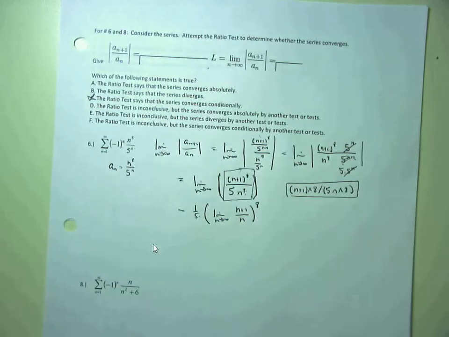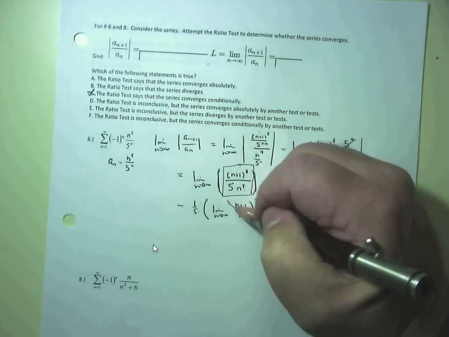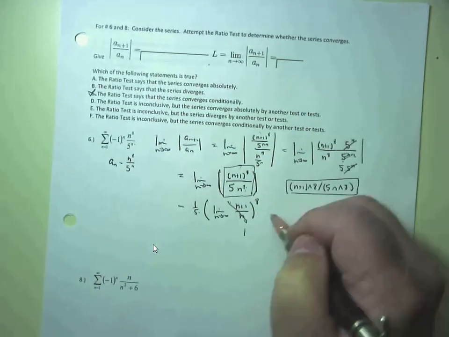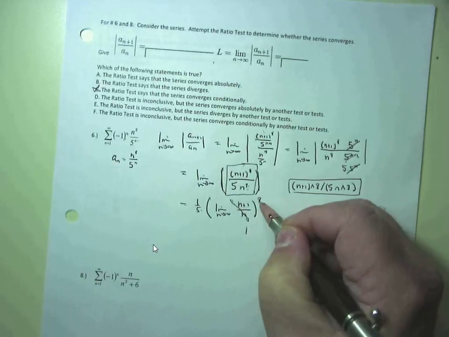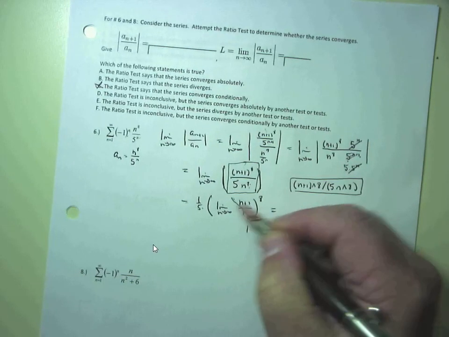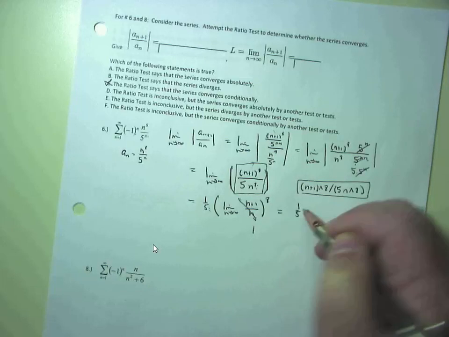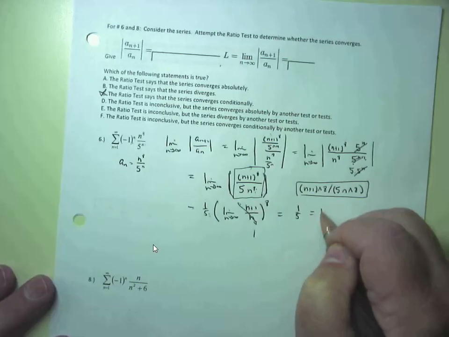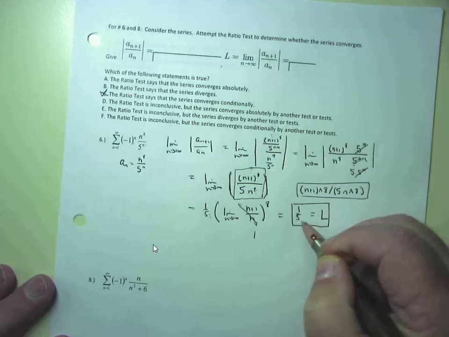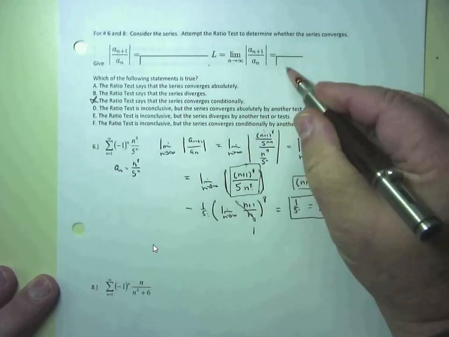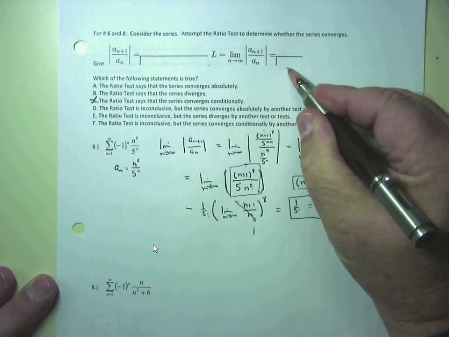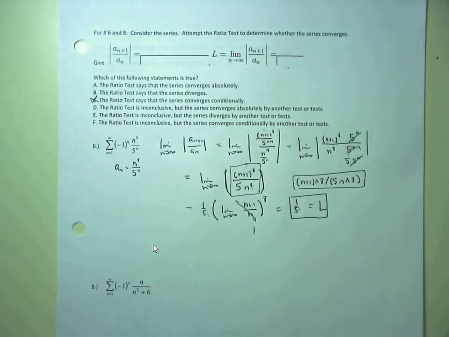Now you guys tell me this. What's the limit as n approaches infinity of n plus 1 divided by n? The degree of the top equals the degree of the bottom, so what's it going to be? This thing goes to what? 1, and what are you left with? To the 8th power, so you get 1 to the 8th, which is still 1, times 1/5 is 1/5. And this is your L value right here. And this 1/5 goes in this blank up here for when you're supposed to take your limit. The limit is 1/5.